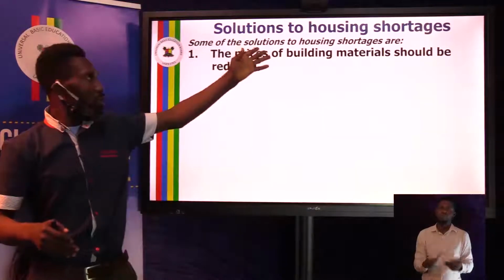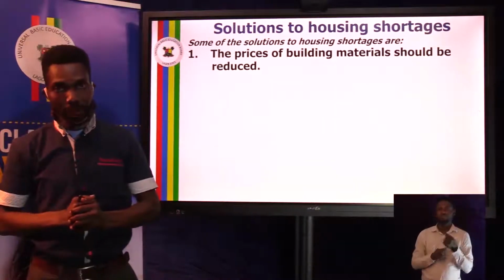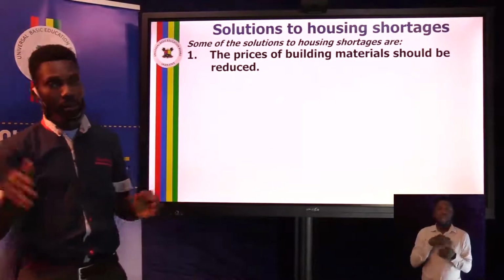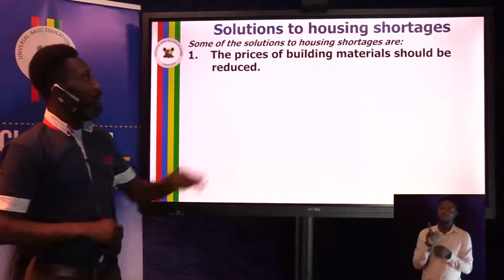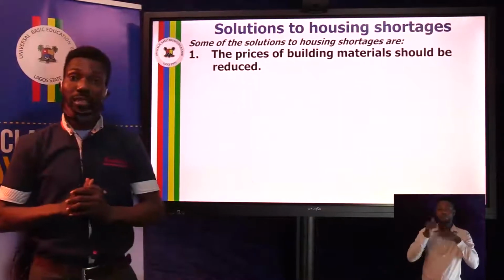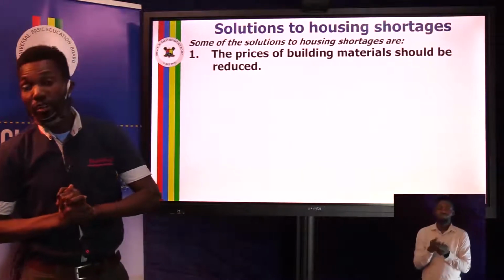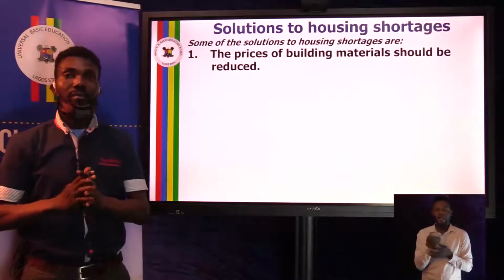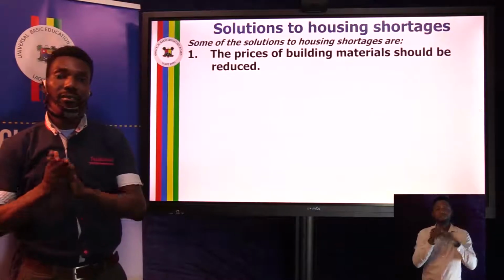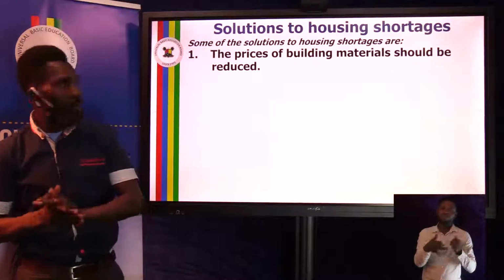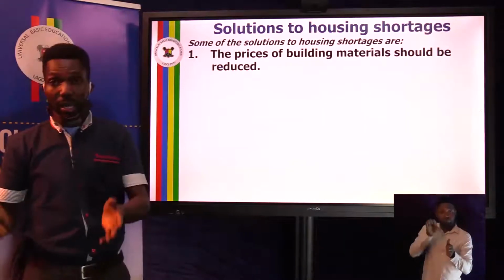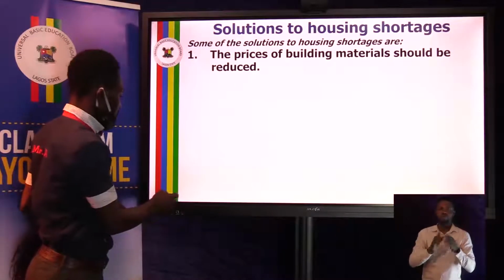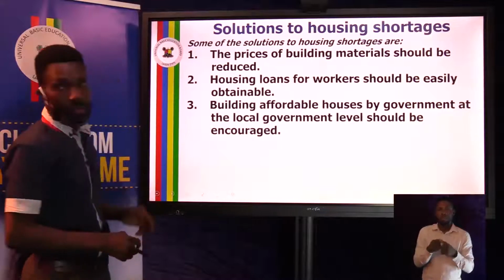Then what are the solutions to housing shortages? We have housing shortages in Lagos or in Nigeria. What are the solutions? One, the prices of building materials should be reduced. Yes, it's a suggestion, but those that are selling building materials will sell what they buy. But if the price really comes down, it will be a solution to housing shortages, as many people will be able to build houses.